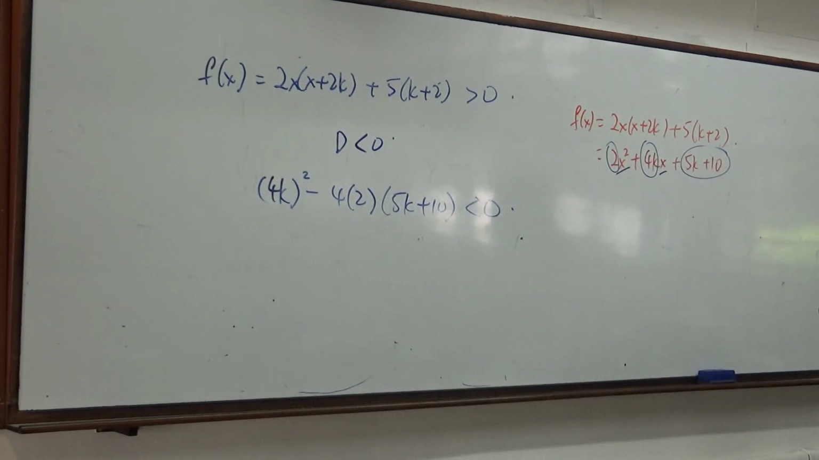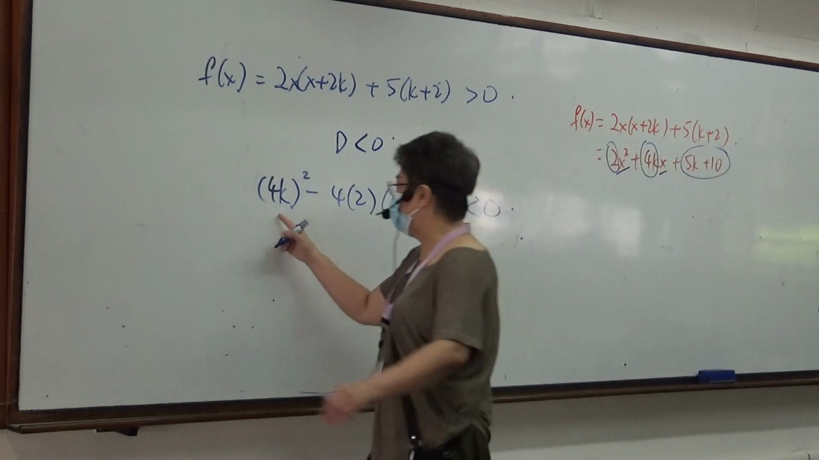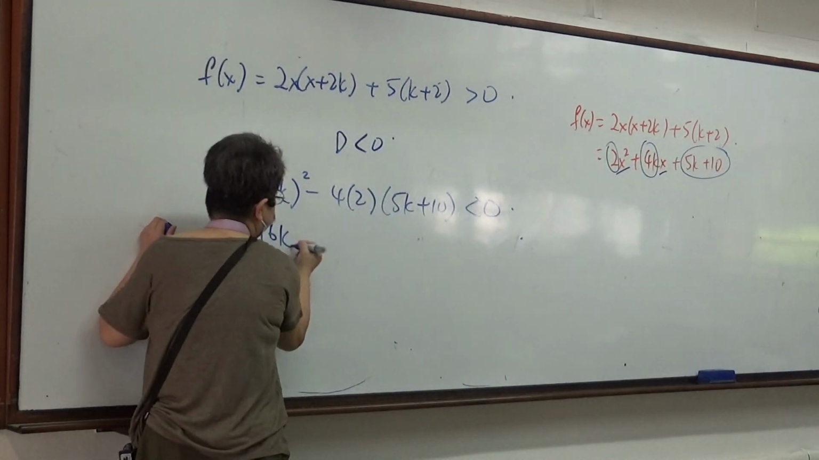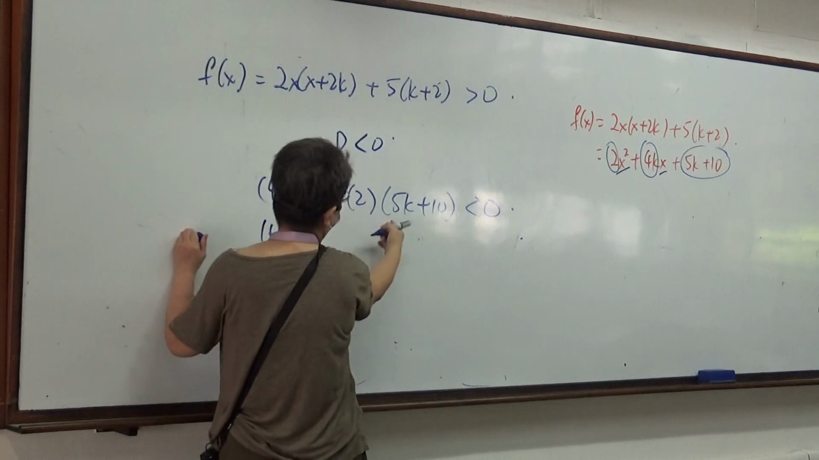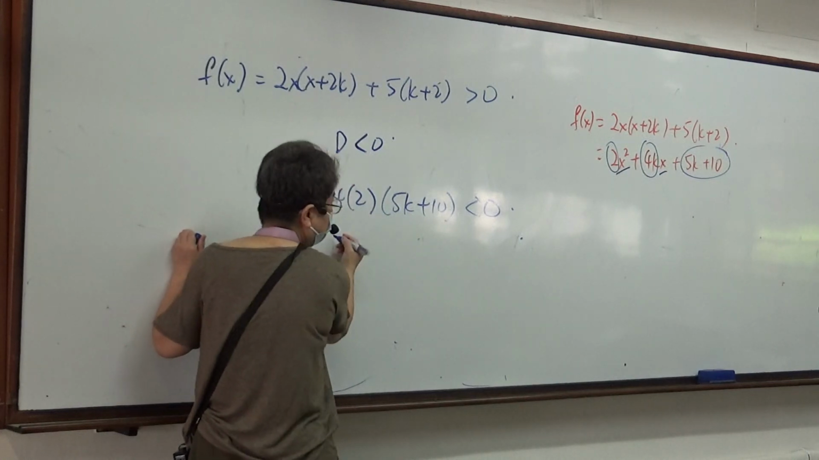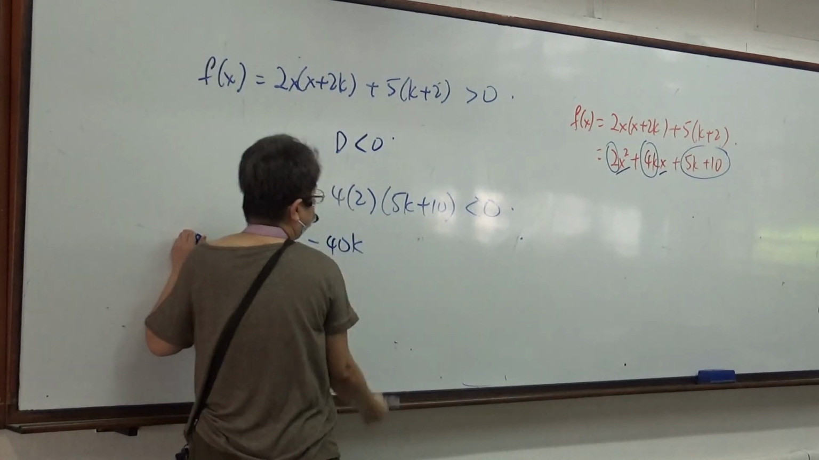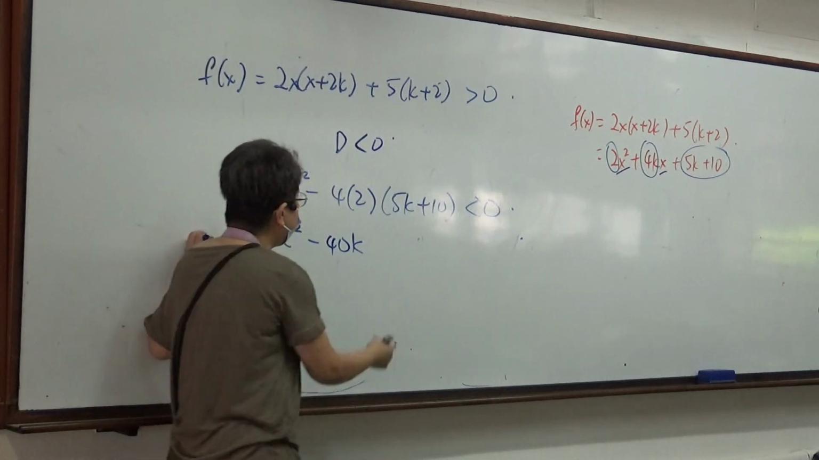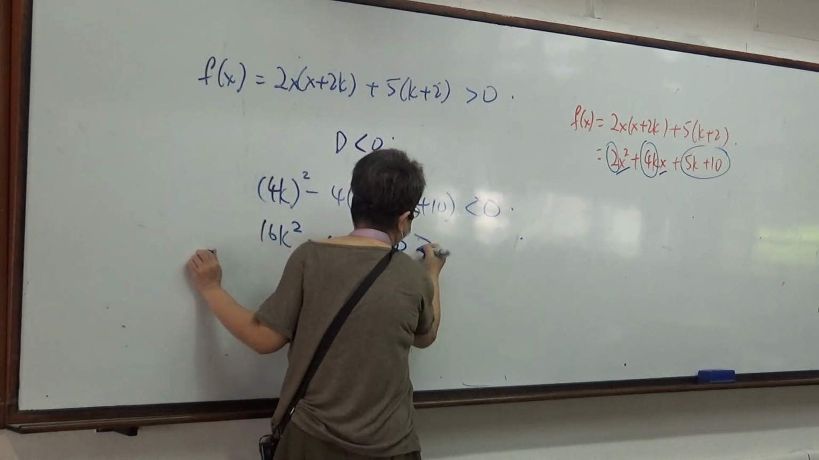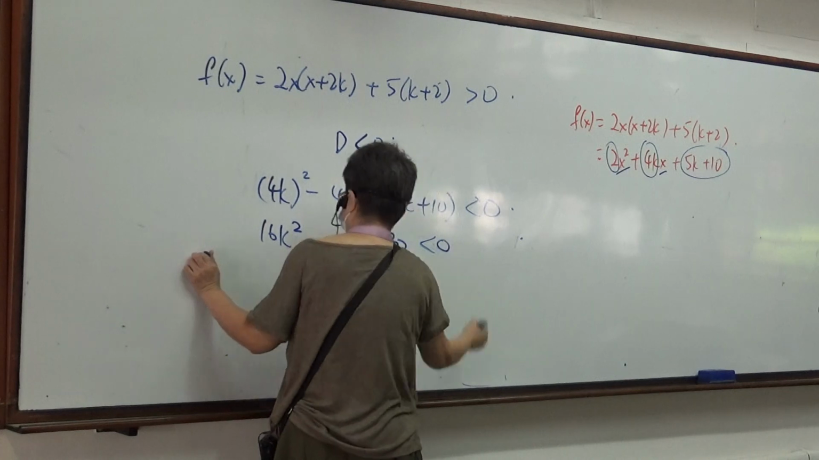Correct or plus? Can you see I'm doing it part by part so that you can see? Okay, this is international calculus. I'm going to expand this. What do I have? 16k squared minus 40k, right? Minus what? 80, less than 0.